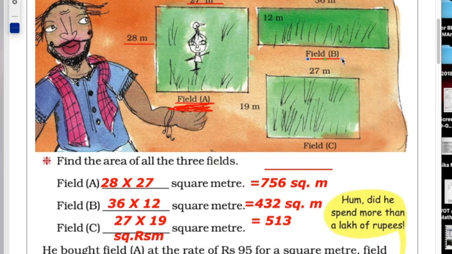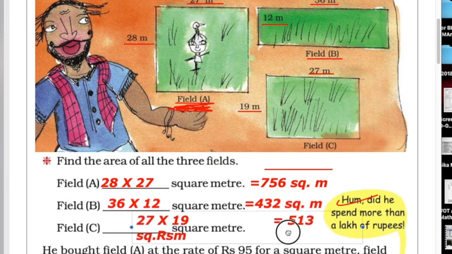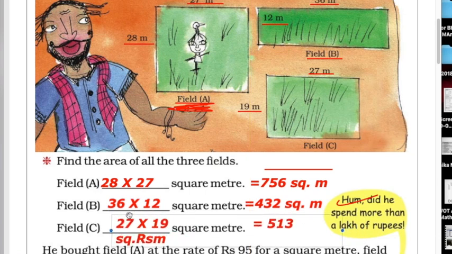And field B, what would be the area of field B? The length of field B is 36 meter and the breadth is 12 meter. If you multiply 36 meter into 12 meter, you will get 432 square meter, the area of field B. Now field C. The length of field C is 27 meter and the breadth is 19 meter. So 27 into 19, your answer will be 513.